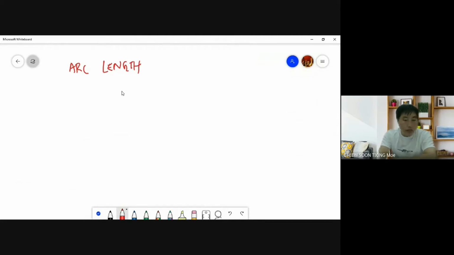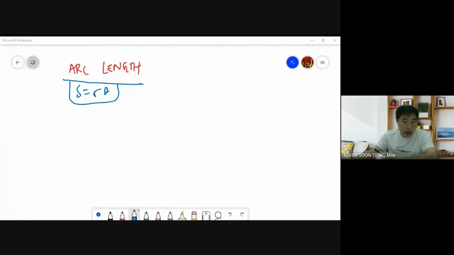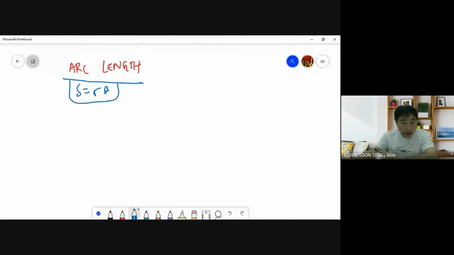Arc length: the formula is given, S equals R theta. The formula is S equals R theta. Remember this. So how are we going to do it? I give some questions, let you see. I let you do the easy question. I give an example.